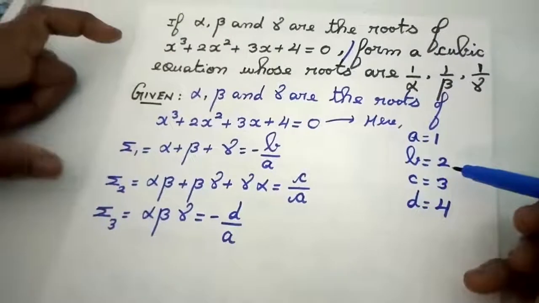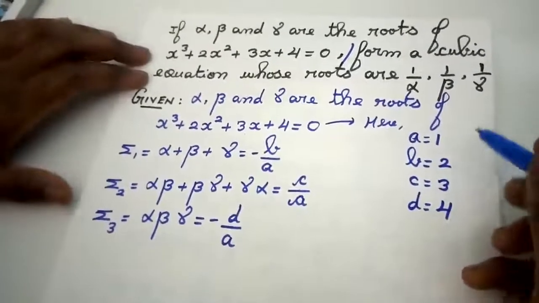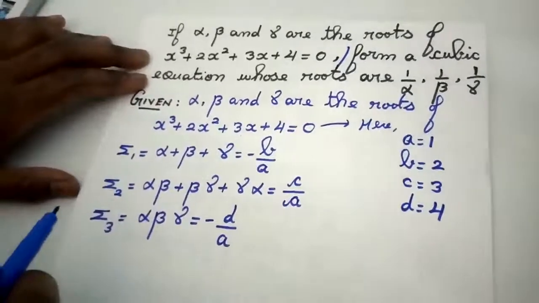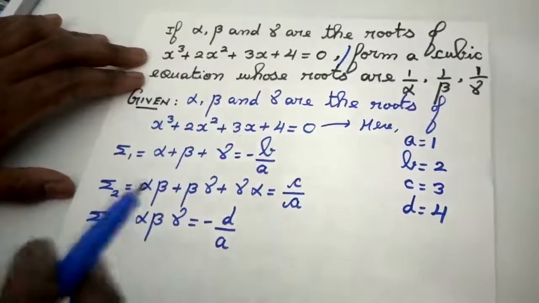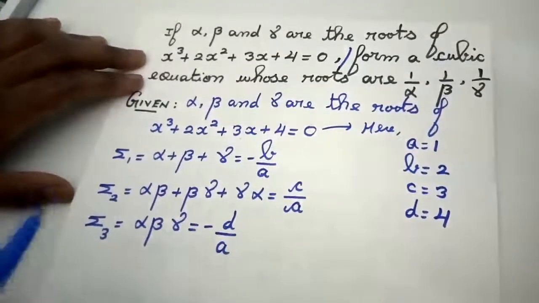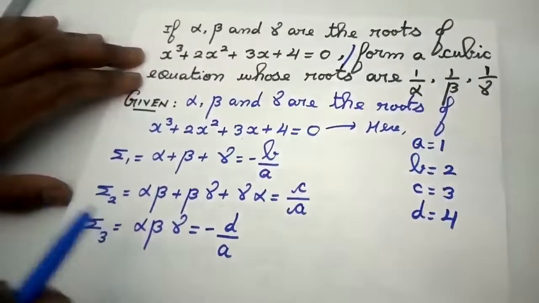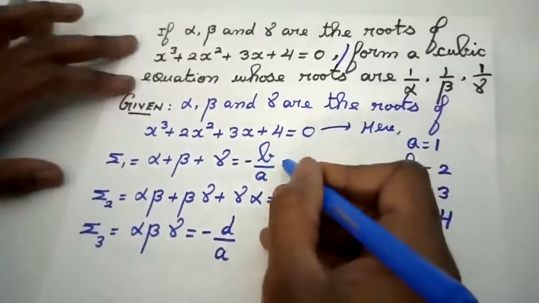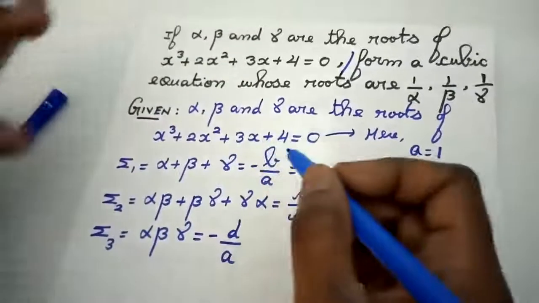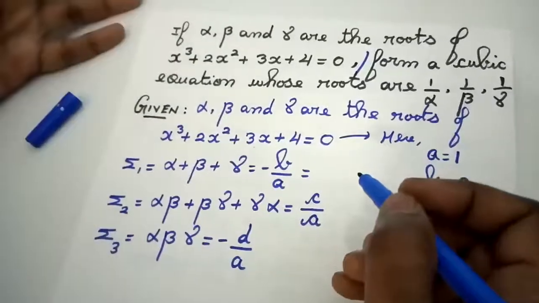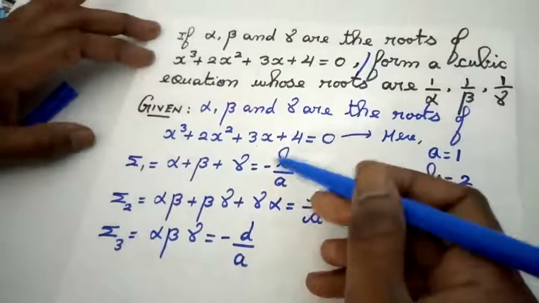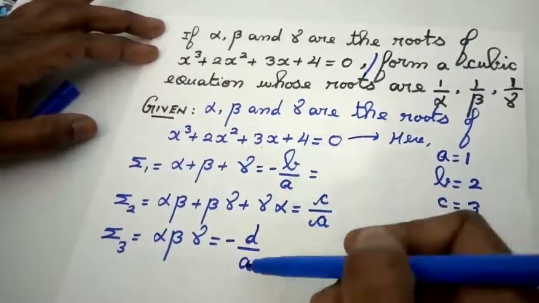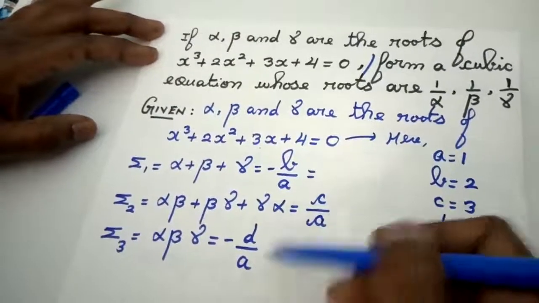So what is the procedure we saw in the cubic equation? We are going to use this concept, that is summation 1, summation 2, summation 3. For a quadratic equation, we find the sum of roots and product of roots. For a cubic equation, we use summation 1, summation 2, summation 3, and this is the procedure we saw. Now I am going to find the values for minus b by a, c by a and d by a. If you notice here, for all these three values, the denominator is common, that is a.